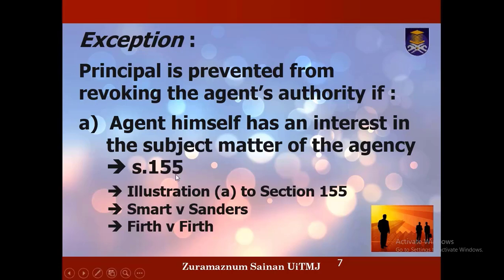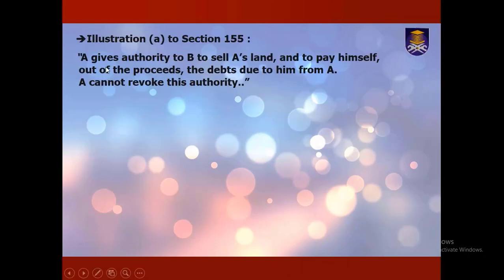And for this, you can refer to the example from illustration A to section 155, and also from these two cases, Smart versus Sanders and Firth versus Firth. Okay, we go into the first one, from the example of illustration A. From this illustration, it provides that A gives authority to B to sell A's land and to pay himself out of the proceeds the debts due to him from A. So here A cannot revoke this authority.